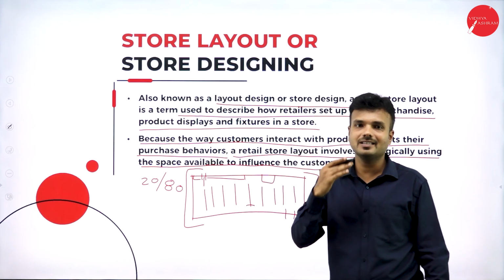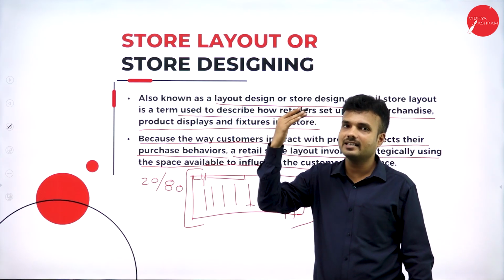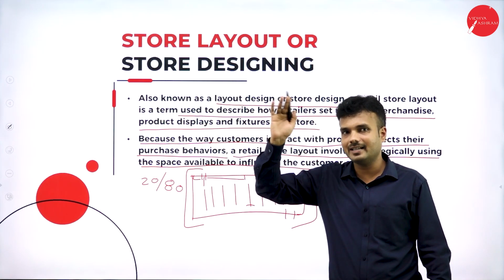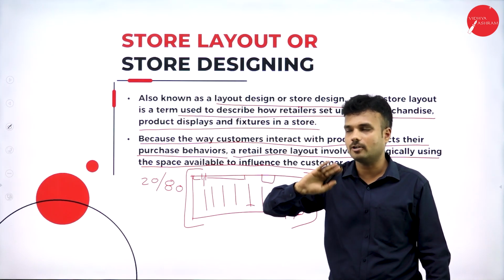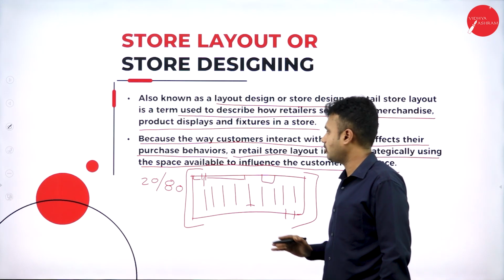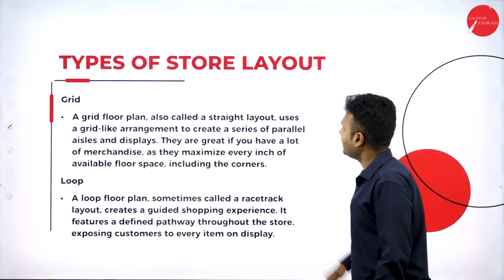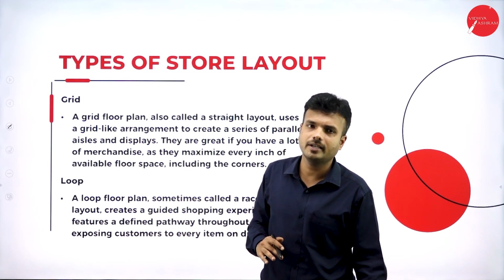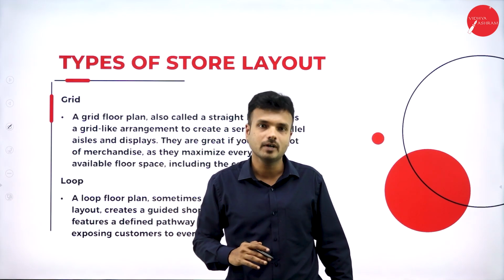The main intention is to maximize the sales. In the same way, as the sales increase, the profit increases. Indirectly, the maximization of profit is the main intention of a retail business. Types of store layout. There are various types of store layout that we are going to study. Only 6 types of store layout.